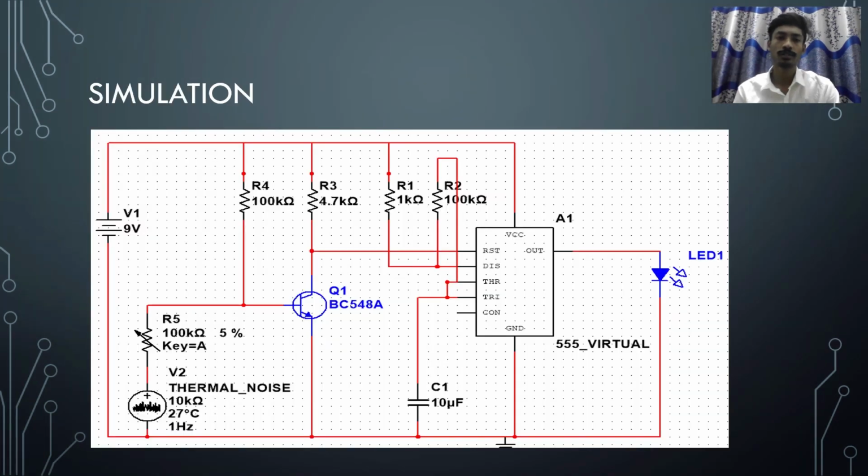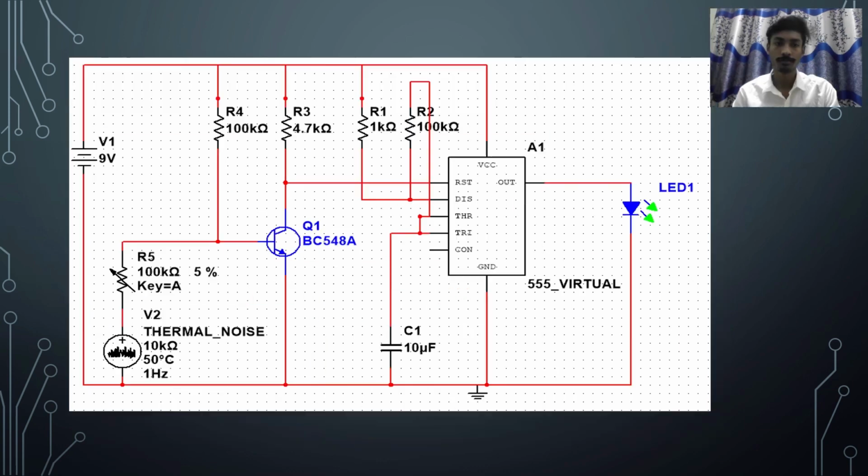In the simulation, we see that when the potentiometer is at 5% and the temperature is 27 degrees Celsius, which is the room temperature, the system does not give any output. Then we also see that when we increase the temperature to 50 degrees Celsius, the system provides output. So for high temperature, the buzzer or LED will turn on.